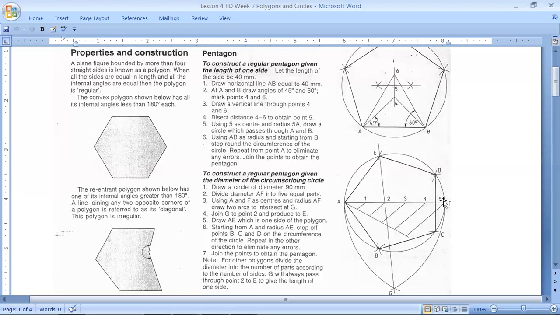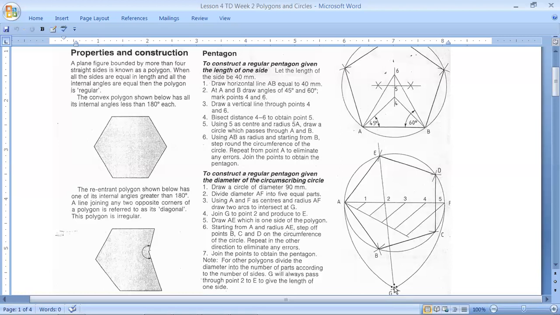Refer to lesson 2 to remember how to divide the line in equal parts. Right? When you divide the line in equal parts, you're gonna get a compass, put it on A to F, and create this arc. Then move it to F to A and create this other arc.